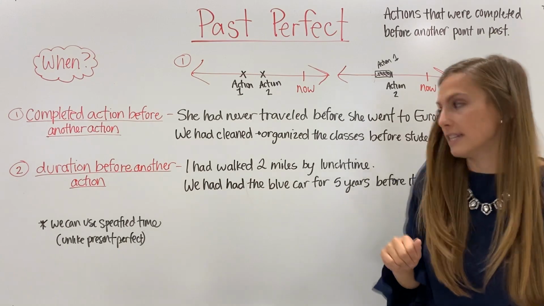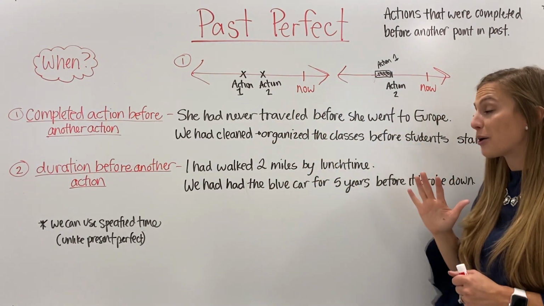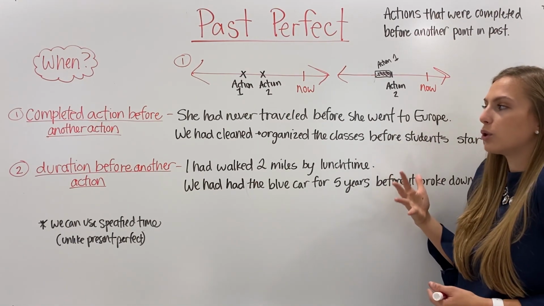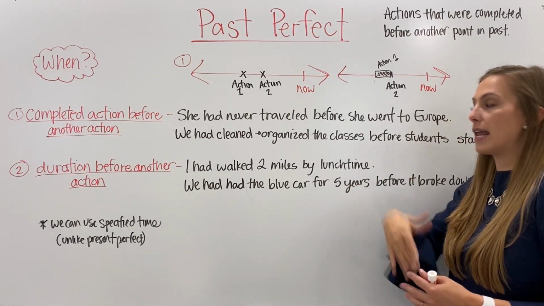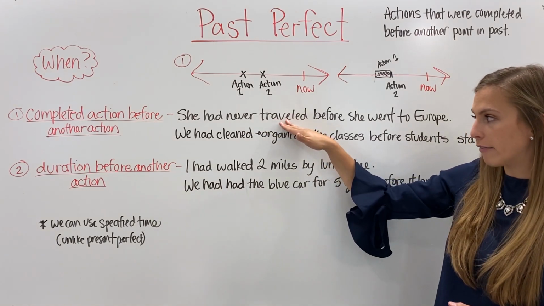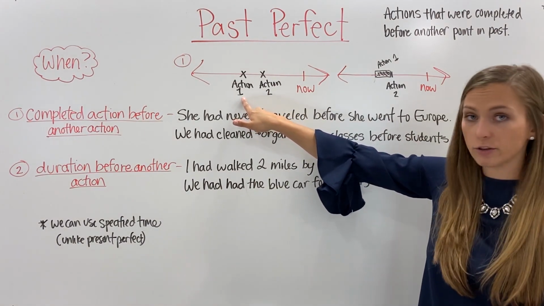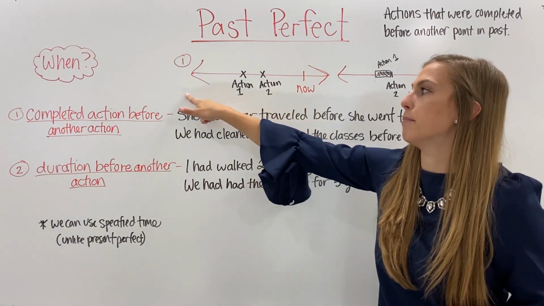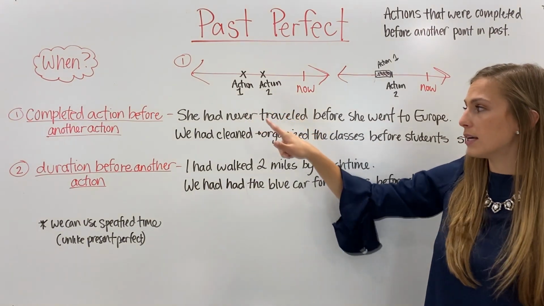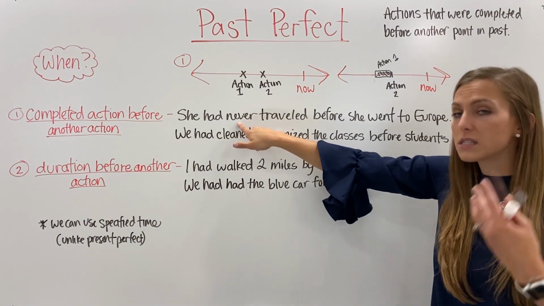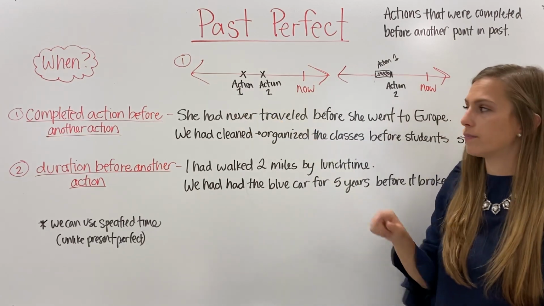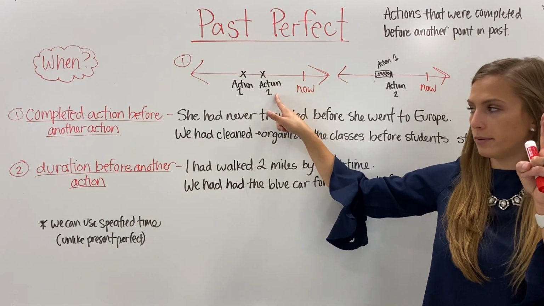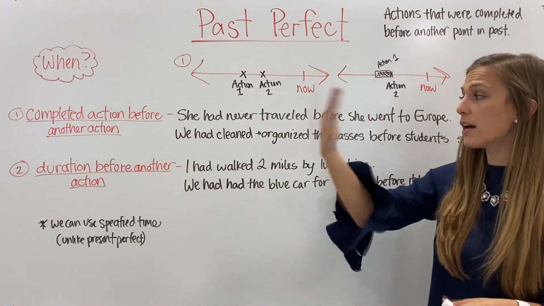For example, let's read the examples. She had never traveled before she went to Europe. So going to Europe was the first time she had ever traveled. She had never traveled. So action 1 is that she never traveled before she went to Europe. So any time before here, she had never traveled. Even though this is a negative, it's still considered an action. So she had never traveled, that's action 1, before she went to Europe, action number 2.